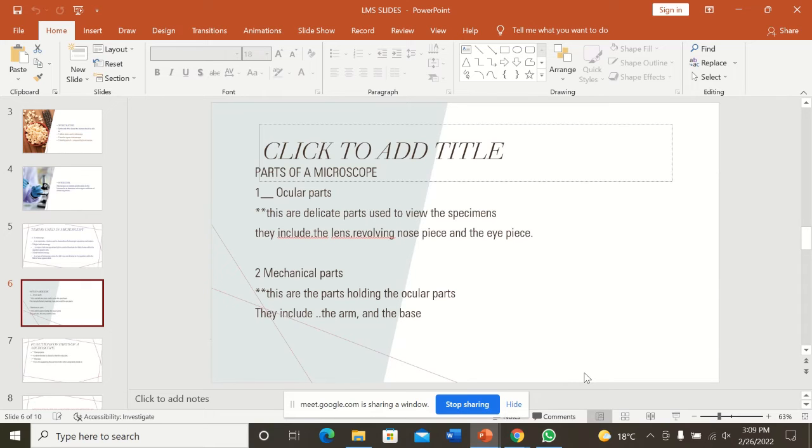Give us one example of the ocular parts. Anyone to raise up the hand? Yes, that is right. Ocular parts include the lens, that's the eyepiece, which has components that you use to view the organism or the specimen. We also have the mechanical parts, which are the physical parts that you can handle.